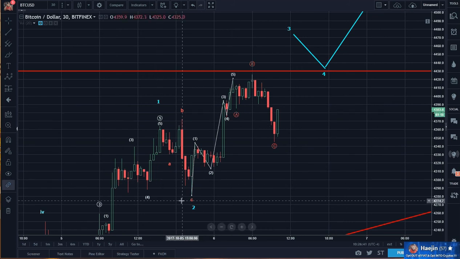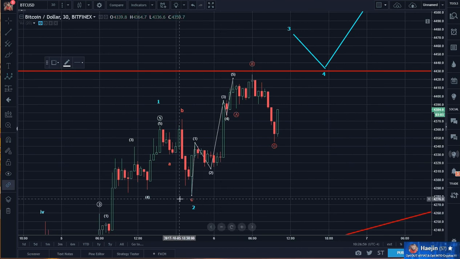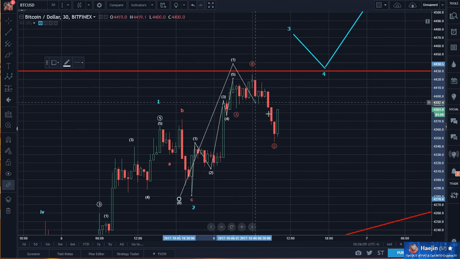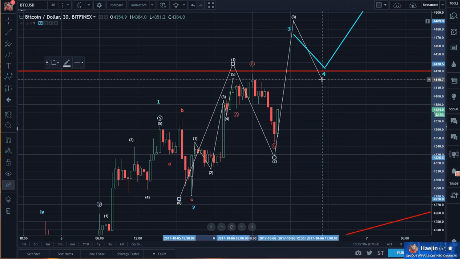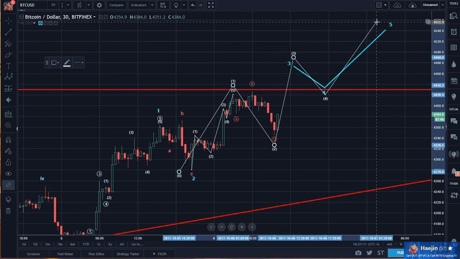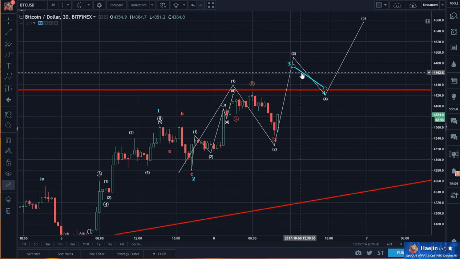So if this is 1, 2, then these 5s are 1 of 3, 2 of 3, 1 of 3, 2 of 3, and we should get, hopefully, 3 of 3, 4 of 3, 5 of 3. So let's get rid of this.